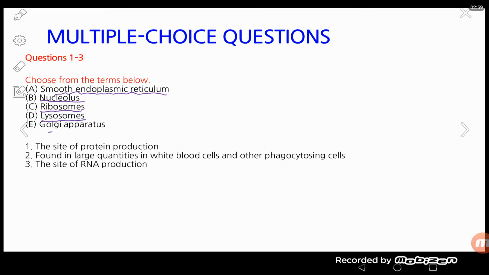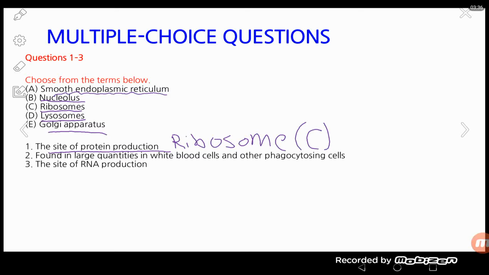And we have Golgi apparatus, an organelle that's attached to the smooth endoplasmic reticulum, or maybe it's not attached. Its function is processing, modification, and packaging of proteins. So, in the first question, it says the site of protein production. The answer for this one is ribosome. Okay, so it means C.